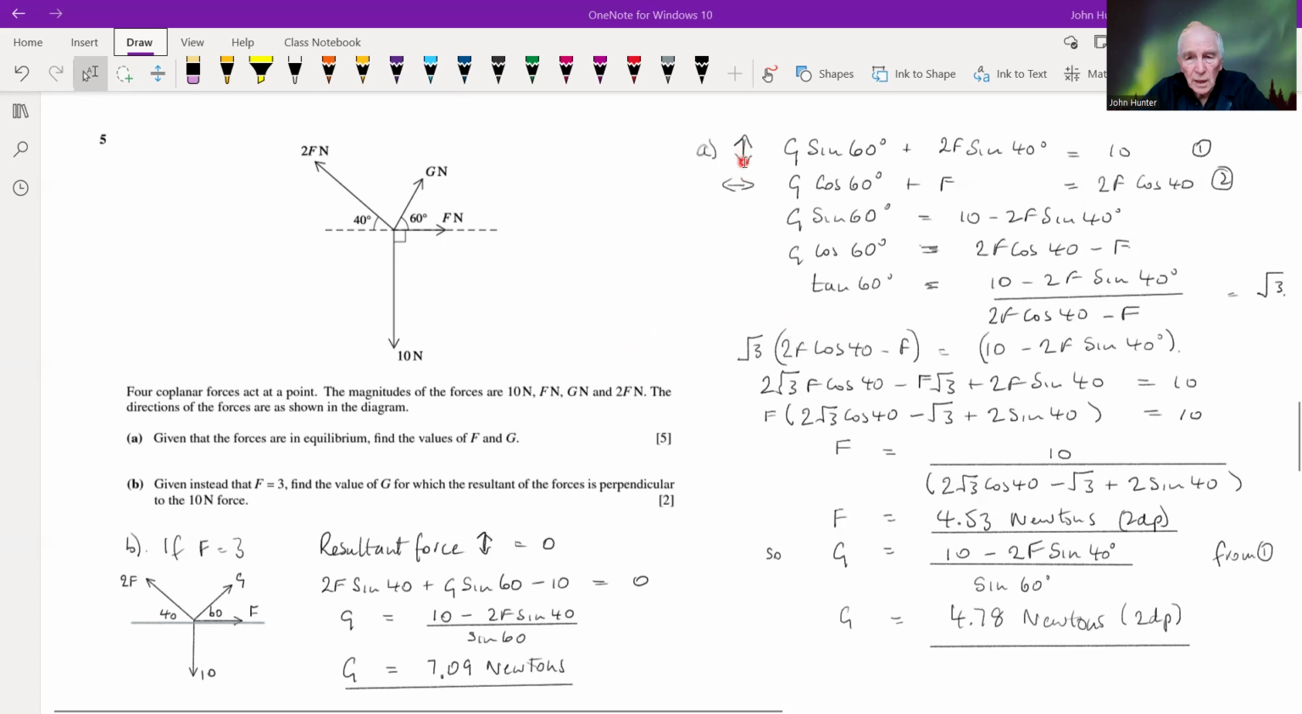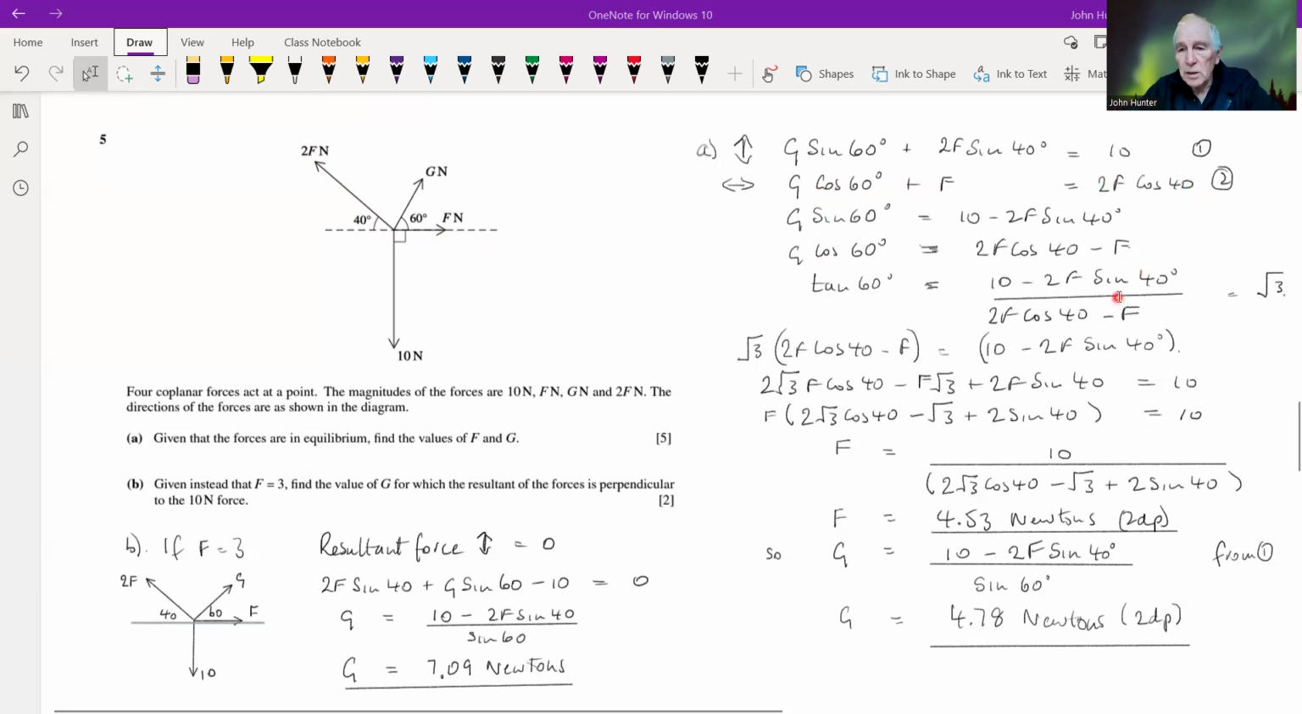If we just look at the vertical forces, we can map this out: G sin 60, which is the resolved part of G upwards, plus the resolved part of this one upwards, 2F sin 40, is going to equal this 10. Then we do a similar thing in the horizontal direction. That's G cos 60 going this way, plus F is going to be equal to the resolved part of this 2F through this 40. So that's going to give us this equation.